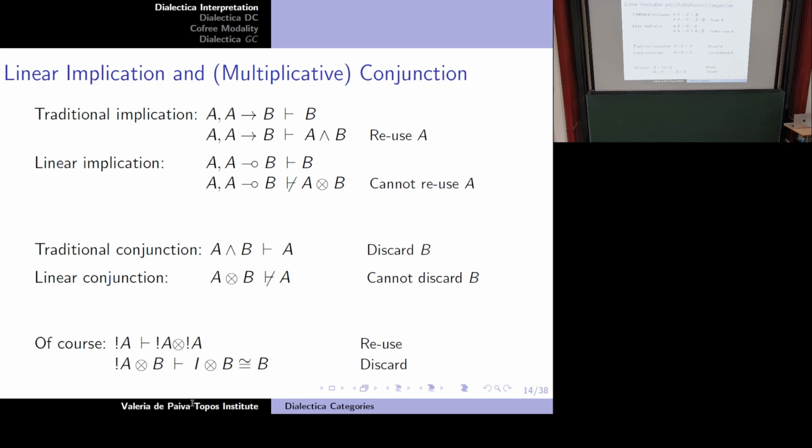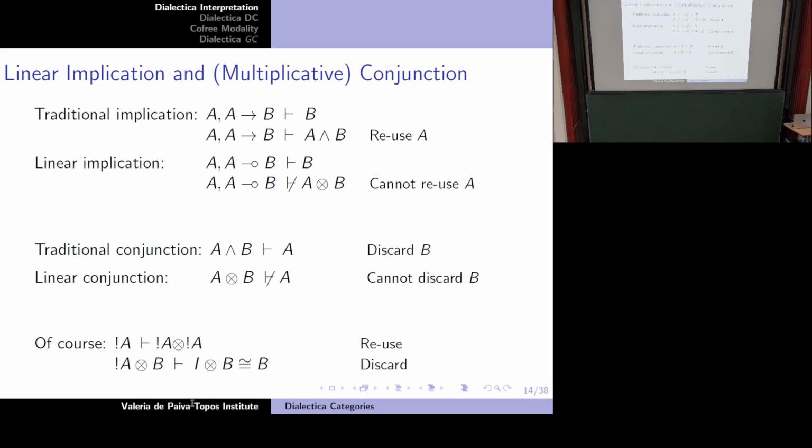You can use some sort of modus ponens or evaluation to produce the B, but when you do that, you use up your A. It's a bit like a dollar bill: you can't use it again to produce this A, so you cannot reuse the A. That means you have two different conjunctions: a traditional conjunction where you can discard, and a linear conjunction where you cannot discard the B.